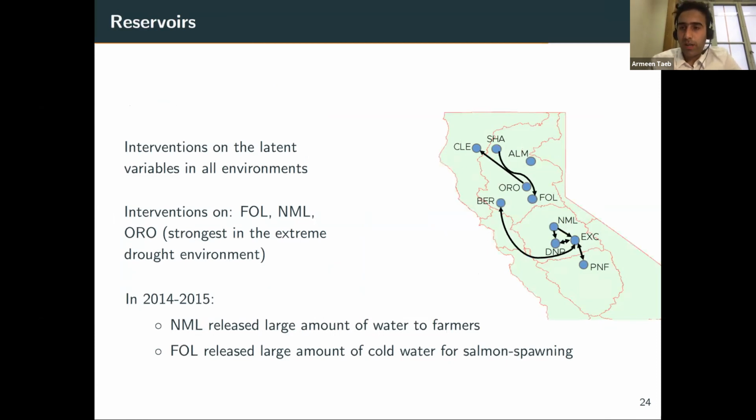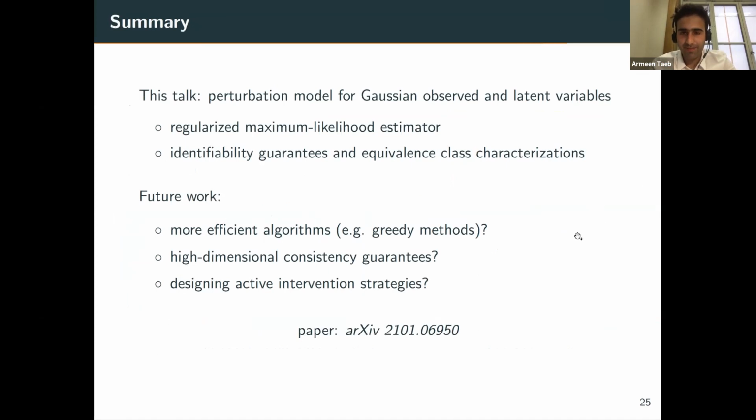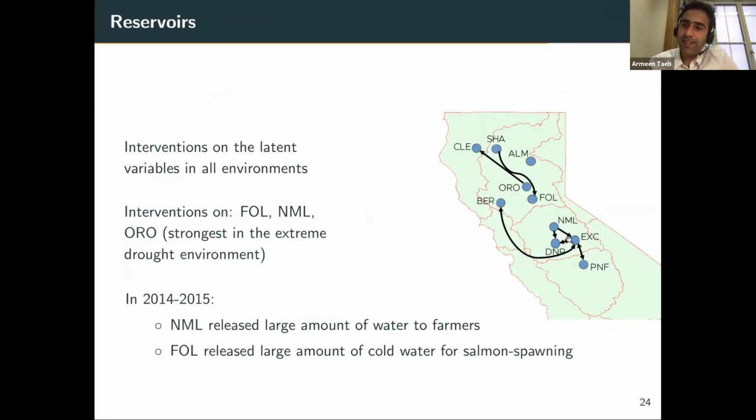So there's a few remarks that I want to make here. One is that there's some edges that go both directions. This is because there's more than one DAG in the equivalence class, so there's not full identifiability. The other is that most of the edges are between reservoirs that are in similar hydrological areas or have similar hydrological attributes, or have coordinated management because they are in the same district or statewide water project. And the model that we obtain has interventions on latent variables in all the environments.